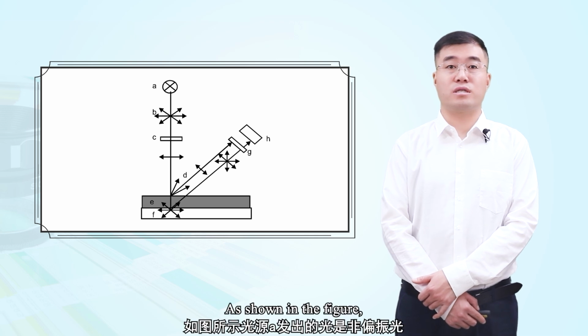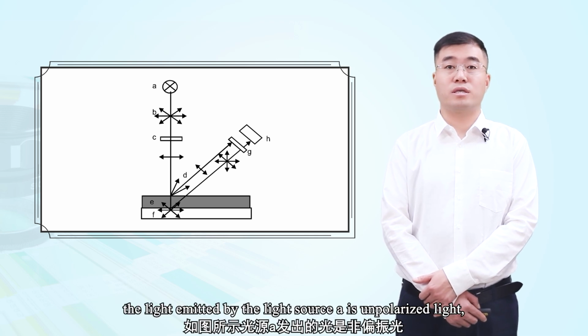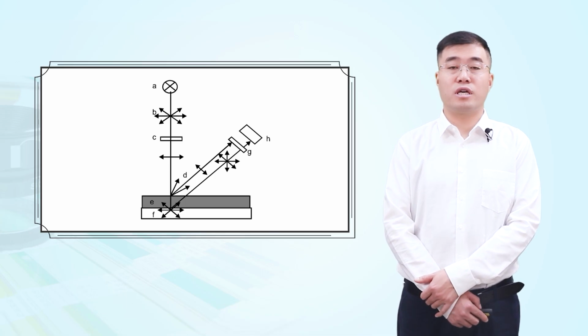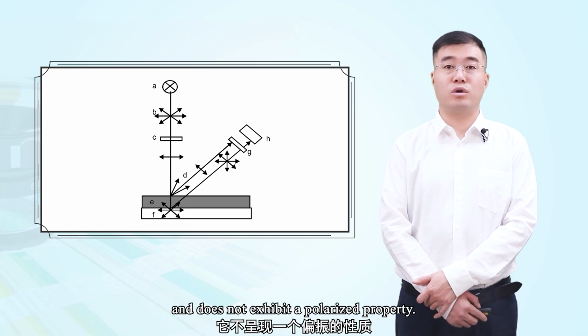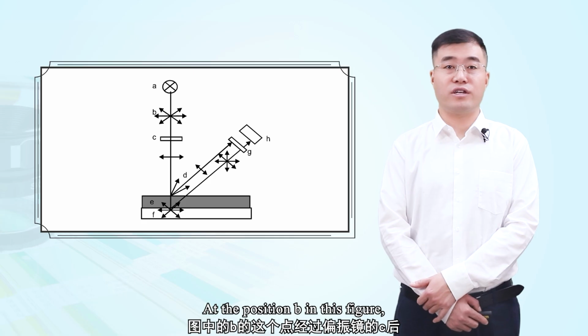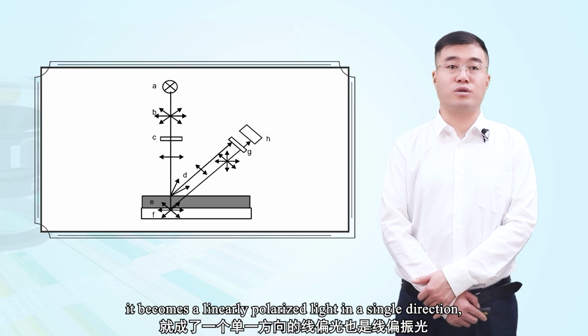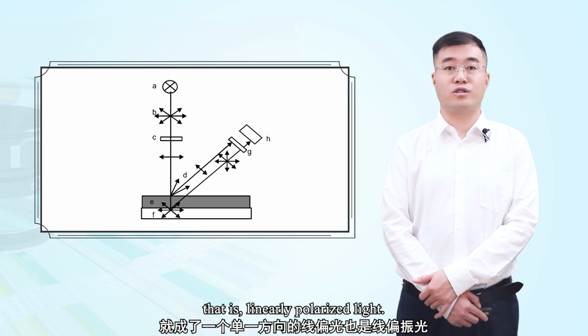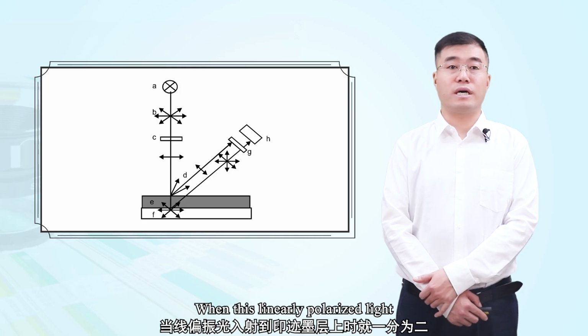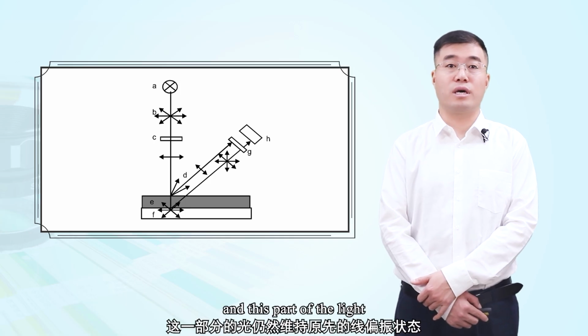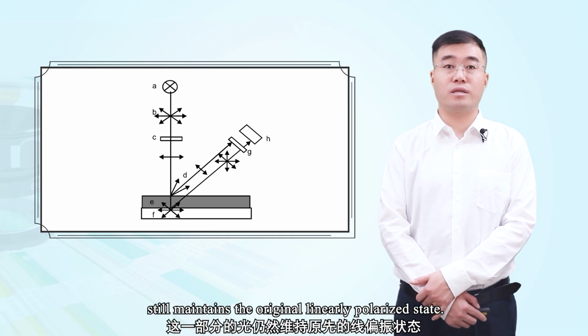As shown in the figure, the light emitted by the light source is unpolarized light, which is a random combination of countless linearly polarized lights, and does not exhibit a polarized property. At the position B in this figure, after passing through the polarizer C, it becomes a linearly polarized light in a single direction, that is, linearly polarized light. When this linearly polarized light is incident on the ink film of the impression, it is divided into two parts. One part is reflected from the surface of the ink film as D, and this part of the light still maintains the original linearly polarized state.